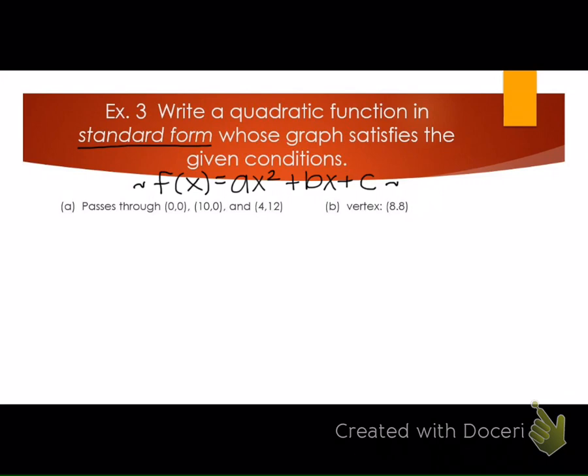What's the next form that we could use to start this problem? Vertex form. Okay, good. Any way to tell which of these is our vertex? No. So we can't use vertex form. So the only form left is intercept form. Are any of these ordered pairs our intercepts?